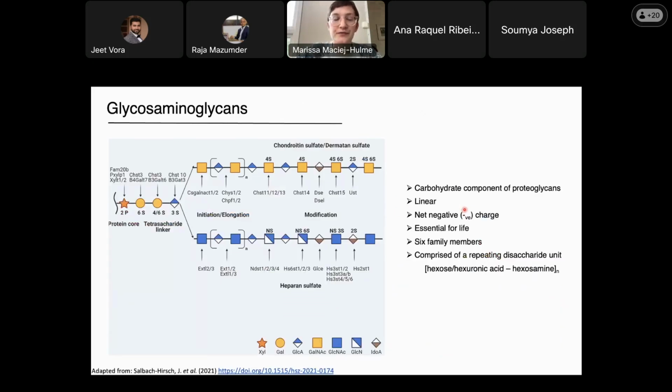Glycosaminoglycans, or GAGs, are comprised of repeating disaccharide units and are split into 6 types. They're the carbohydrate component of the proteoglycan, and 3 are shown here: heparan sulphate, chondroitin sulphate, and dermatan sulphate. Synthesized in the Golgi, these 3 sulfated GAGs are built onto a tetrasaccharide linker, and that's anchored to a select serine residue in the protein core of proteoglycans.